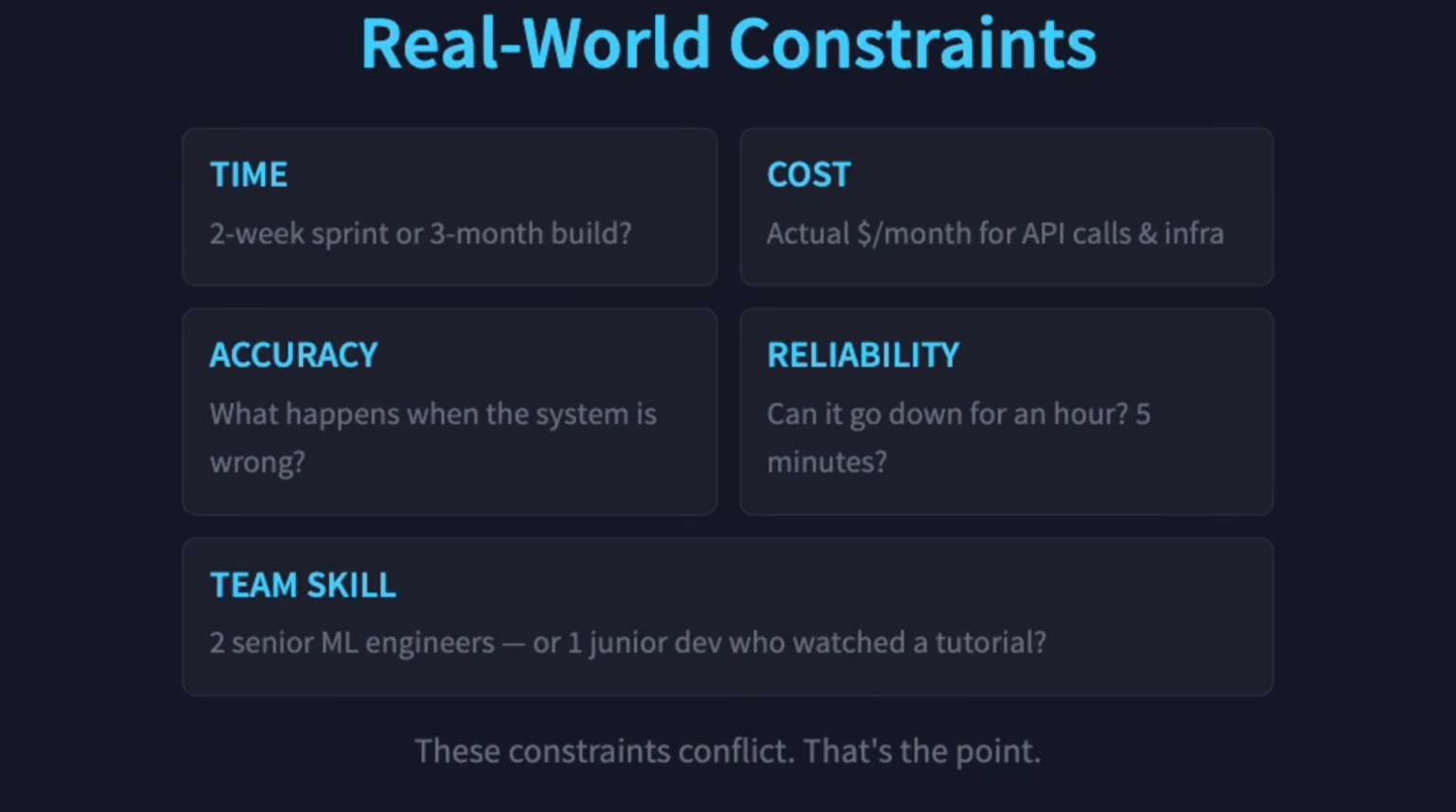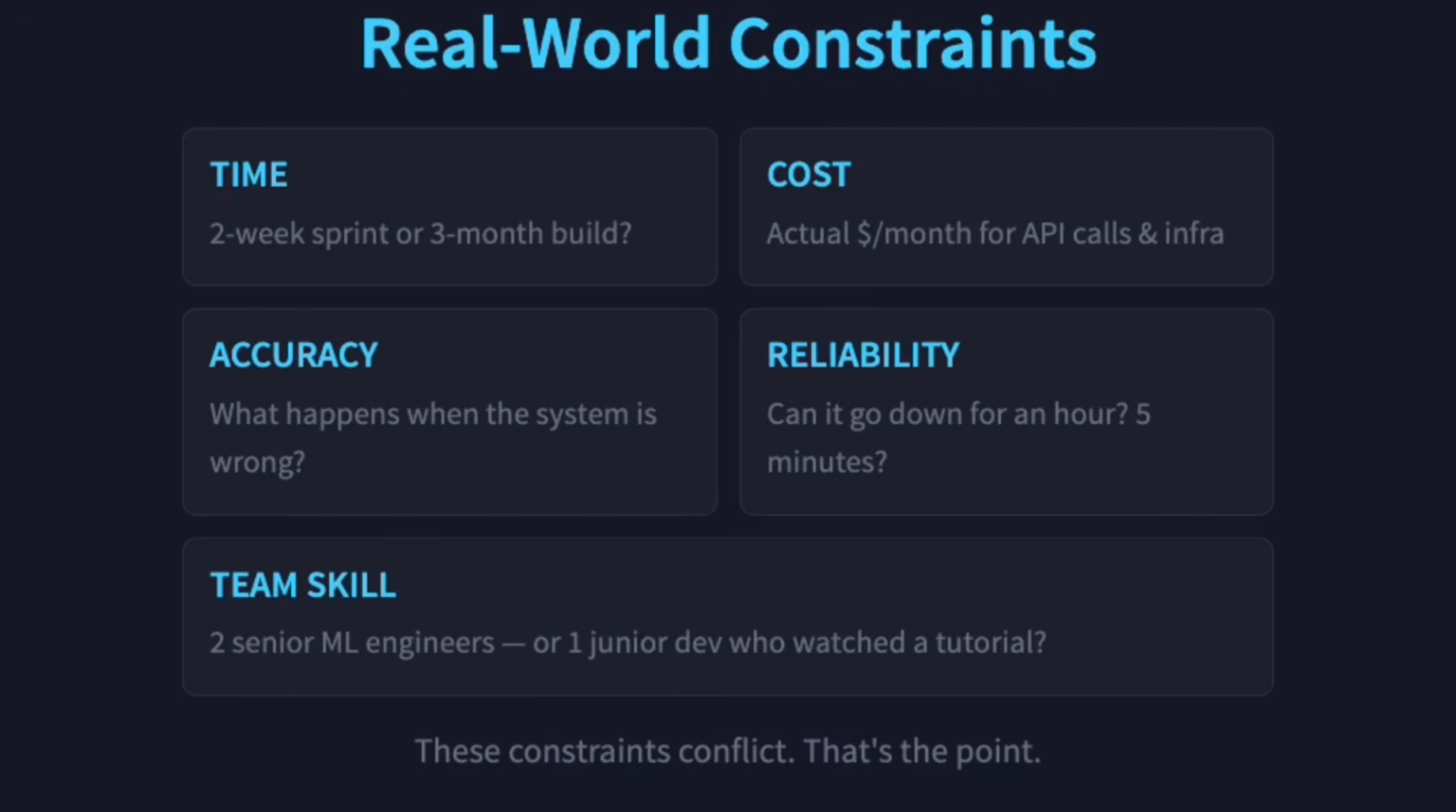Third is the accuracy. What percentage of correct responses is acceptable? And critically, what happens when the system is wrong? Is it annoying to your customer or does it become a legal liability? The next one is the reliability. What's your uptime requirement? Can your system go down for an hour or can it go down for 5 minutes?